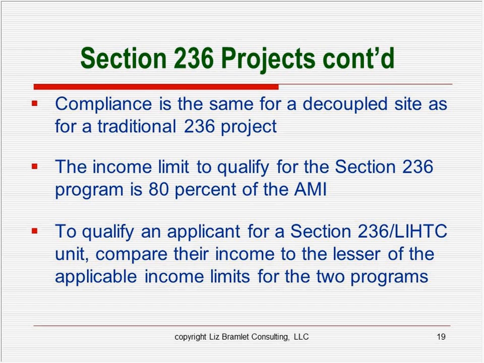To qualify an applicant for a Section 236 tax credit unit, you're going to compare their income to the lesser of the applicable income limit for the two programs. For the existing residents, when you go through refinancing and you place the acquisition credits into service, when you qualify those existing residents, you need to qualify them again at their tax credit income limit because they don't grandfather in to the tax credit program.